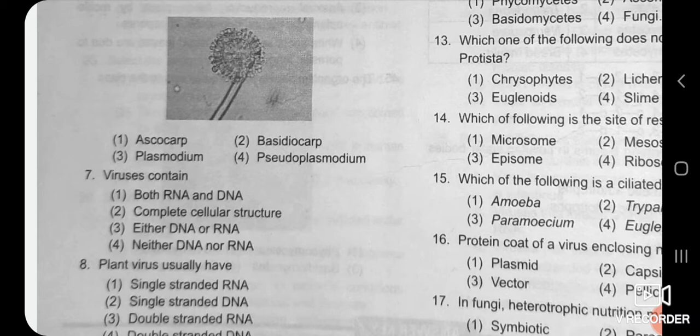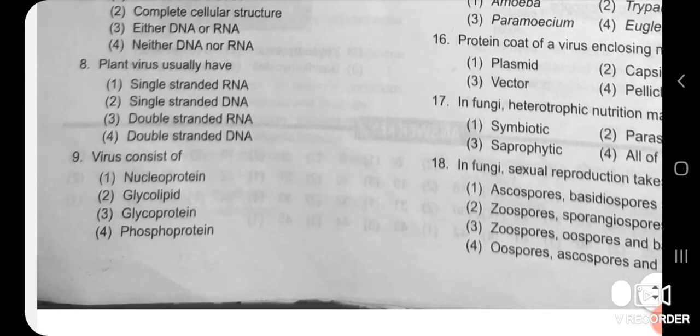But the third MCQ is correct, because virus contain either DNA or RNA. Some viruses have DNA as a genetic material, some viruses have RNA as a genetic material. Most of the plant viruses have RNA as a genetic material. So here the correct answer is the third one, that is either DNA or RNA. But the fourth answer is also incorrect, neither DNA nor RNA. Okay, so the correct answer is the third one.